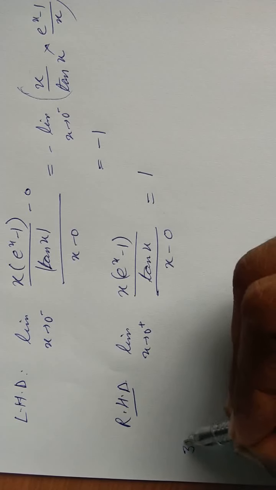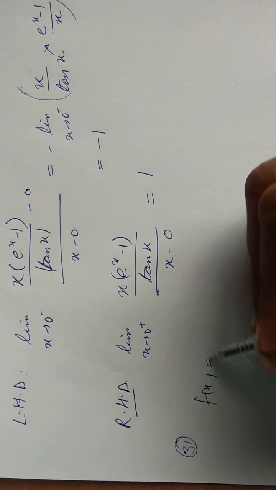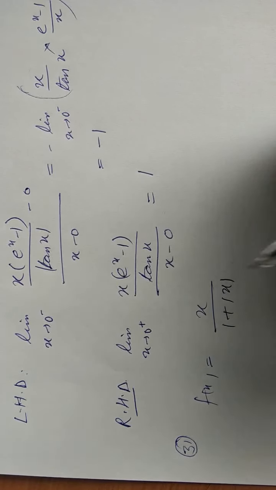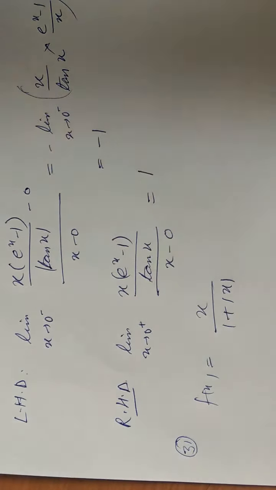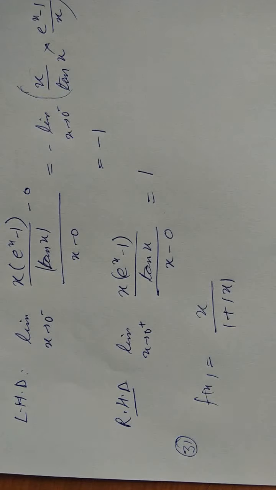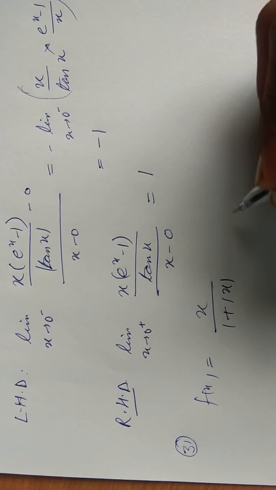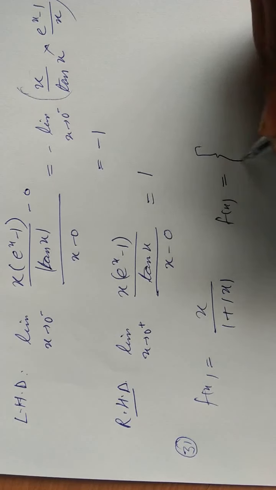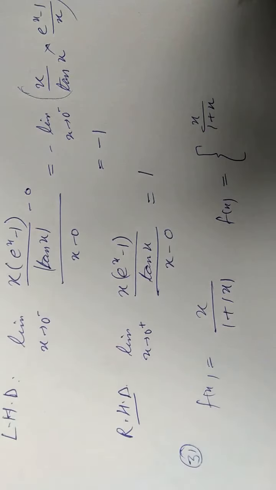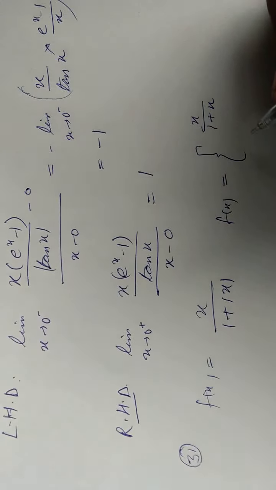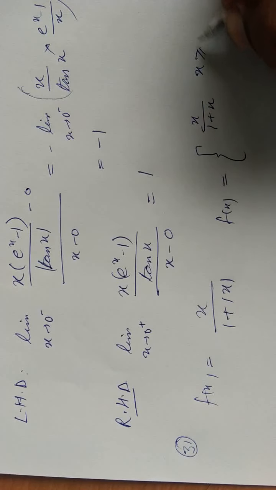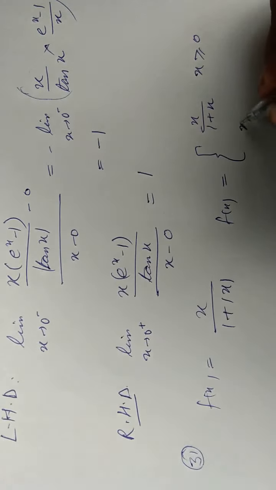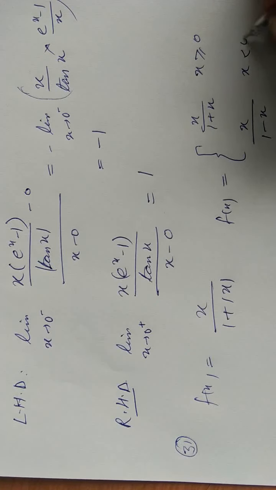Moving on to question 31. It wants us to check differentiability of the given function, f(x) is equal to x upon 1 plus |x|. First we know that when x is greater than 0, f(x) is x upon 1 plus x, and when x is 0, f(0) is 0, so we can write that for x greater than or equal to 0, or x upon 1 minus x when x is less than 0.